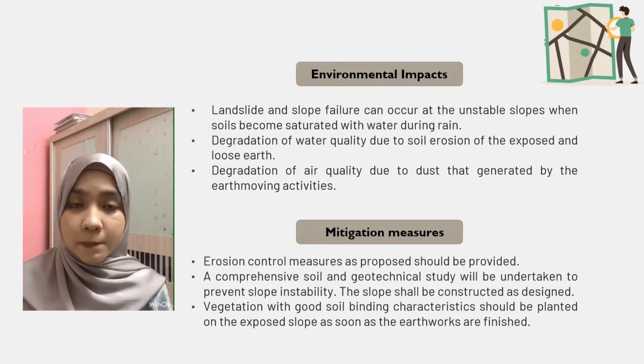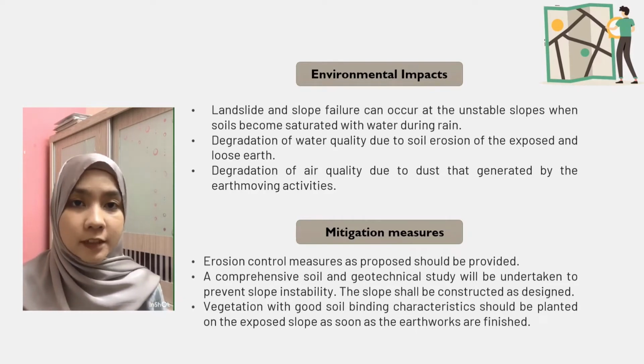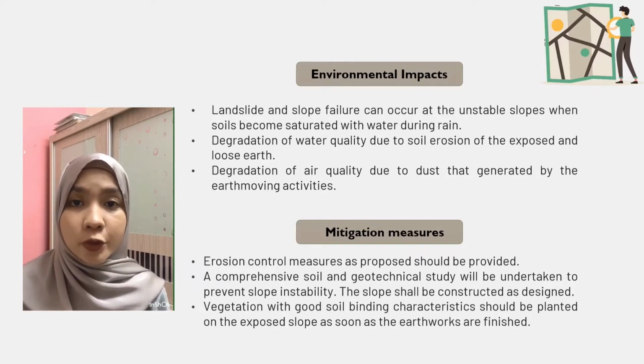To reduce environmental impact due to earthwork activities, erosion control measures as proposed should be provided. Next, a comprehensive soil and geotechnical study should be undertaken to prevent slope instability. Lastly, the other alternative is to plant vegetation with good soil binding characteristics to the exposed slope.